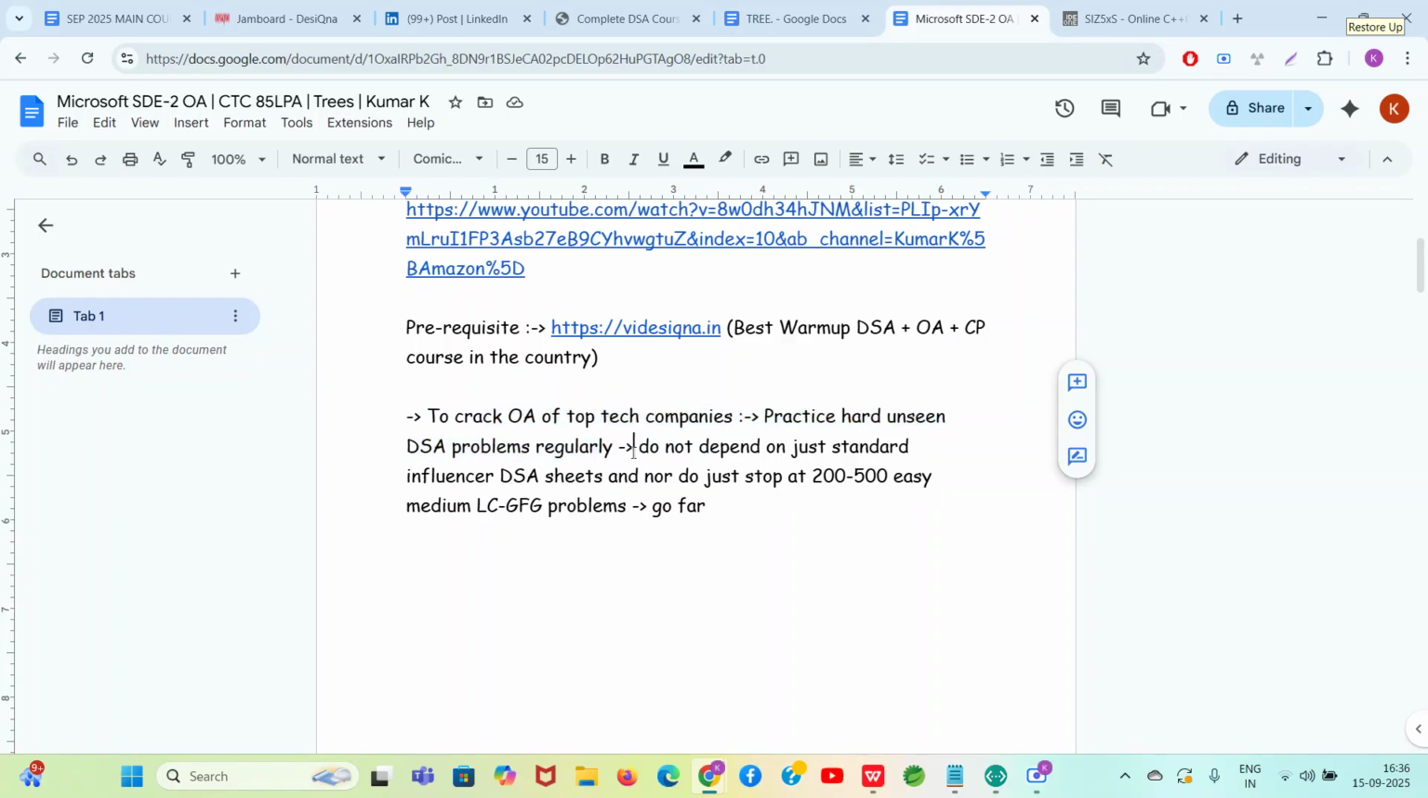Do not just depend on the standard influencer DSA sheets, and do not just stop at 200, 500 easy medium LeetCode GFG problems. You need to go far and you need to do lots of contest training as well, apart from hard and seen OA problems. Both of them you should be doing. OA training also, CP training also.